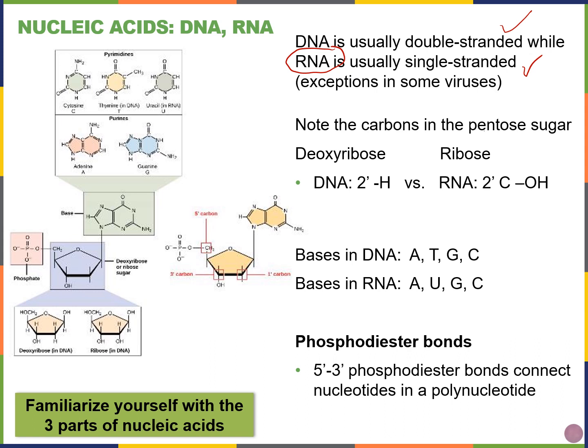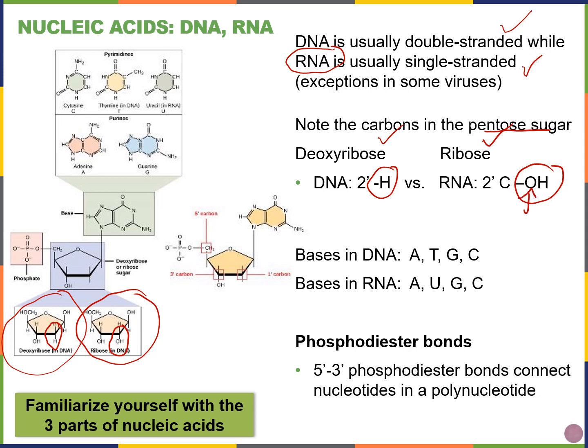All right, we said there were differences in the pentose sugar. DNA has deoxyribose, whereas RNA has ribose. What's the difference in the sugar? If I look at these two, it really lies in carbon number 2. So if I look at what's attached to carbon number 2, in DNA, it's a hydrogen atom, whereas in RNA, it's a hydroxyl group. And this actually makes RNA less stable because hydroxyl groups are more reactive. More reactive, meaning less stable compared to DNA.